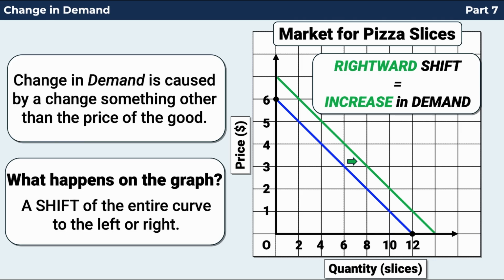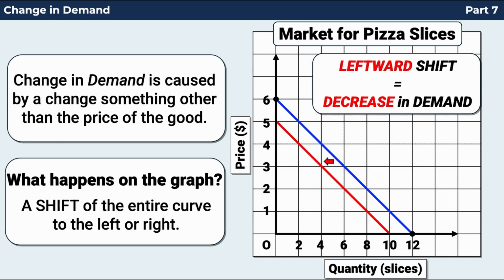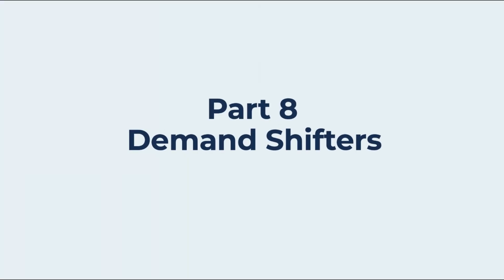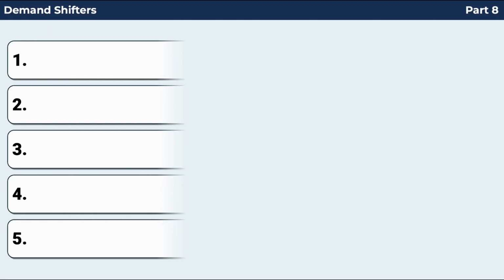Now, if we shift the entire curve to the left, we would say that it's a decrease in demand. So once again, a rightward shift is an increase and a leftward shift is a decrease. So if a change in the price causes us to move along the curve, then what are the things that cause the curve to shift? We call these demand shifters or determinants of demand. And it doesn't matter what you call it, but there are 5 of them.